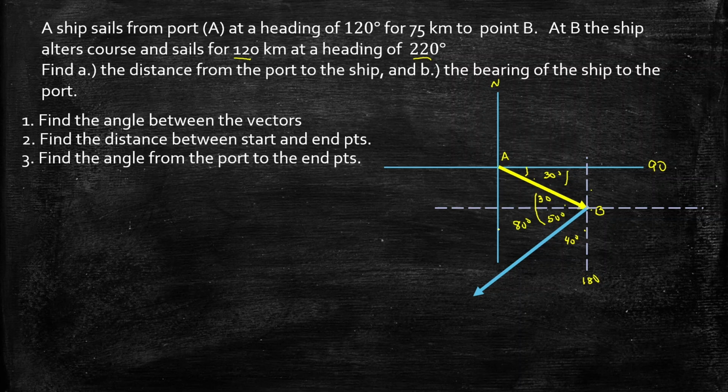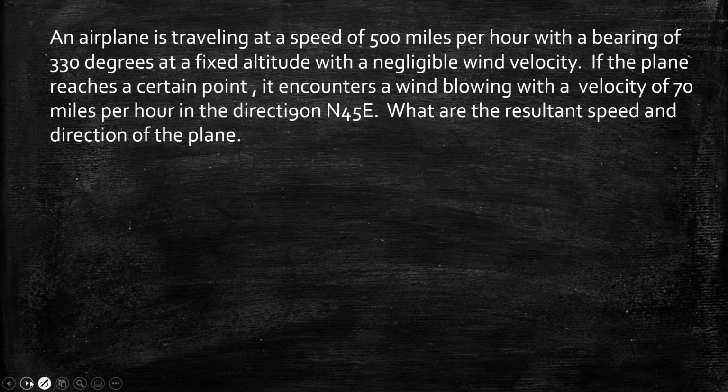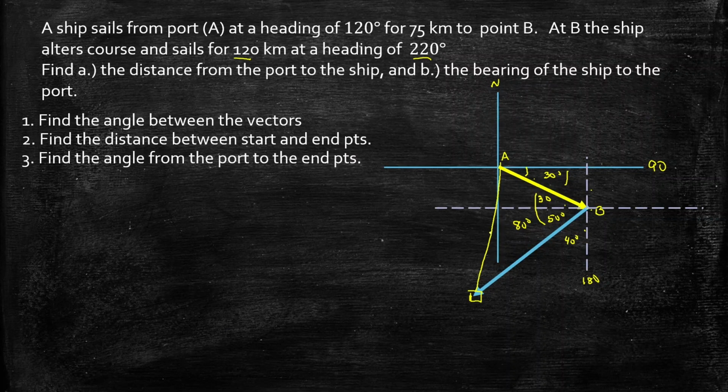So this is how I'm going to find that. I'm going to use the law of cosines, because what it's asking me is to find the distance from the port to the ship, and the bearing of the ship to the port. So if my ship is right here right now, this is where I'm at, and I want to know what's this distance here, and what's the direction I need to travel to find that. All right, so I want to go back. So what do I need to do? Well, first off, find the angle between the vectors. I did that. That's 80 degrees.